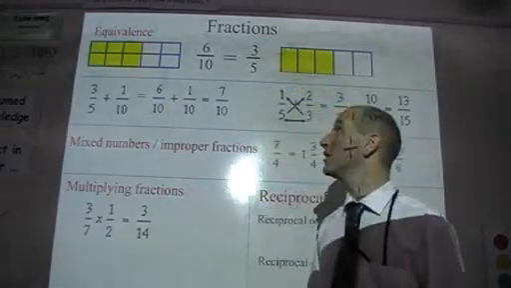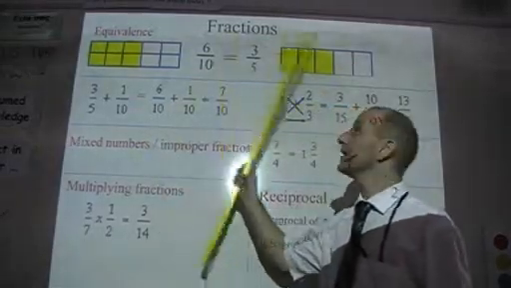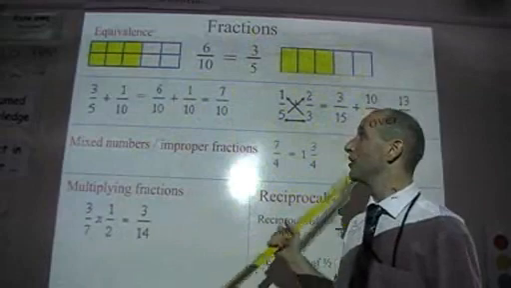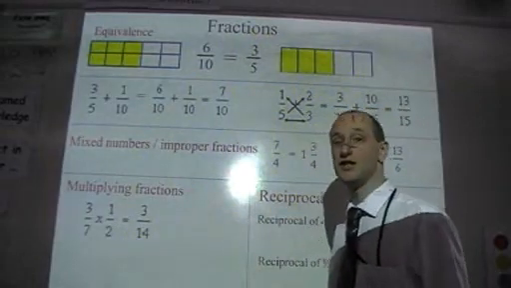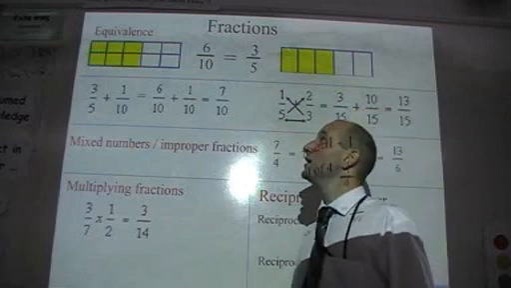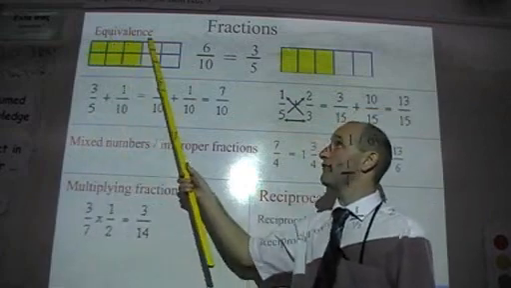Welcome to a summary of fractions, and what we're looking at today are the different fraction questions that you'll encounter at Foundation GCSE Maths. Okay, let's look at equivalent fractions first.